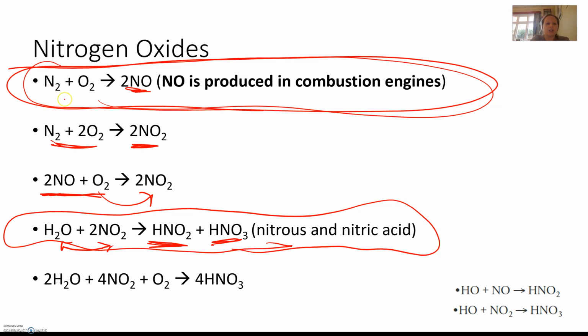in the car combustion engine. So that NO can react with O2 to form NO2. Okay, that NO2 reacts with water to form HNO2 and HNO3.